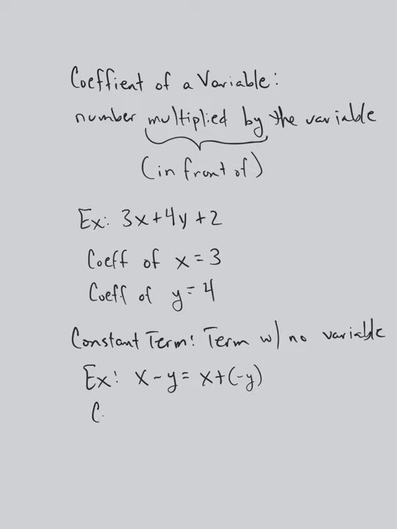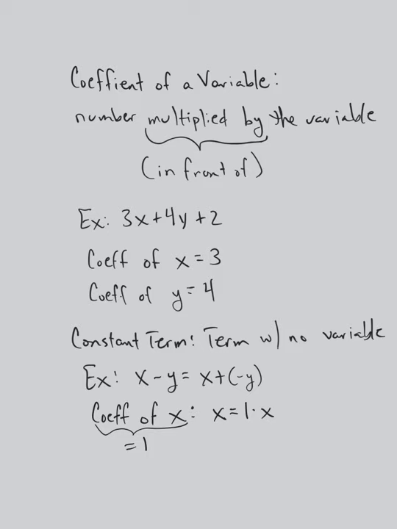Now, ask yourself, what's the coefficient of x? Well, for x, all we have is an x. It doesn't look like there's a number there. But remember, if we're multiplying by 1, we usually don't write it. And I can think about this as being 1 times x. And now there's a number clearly written there, so the coefficient of x is equal to 1.